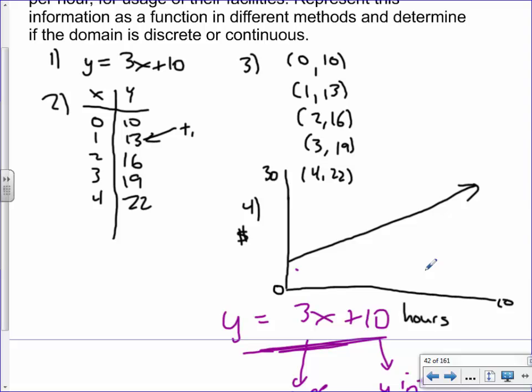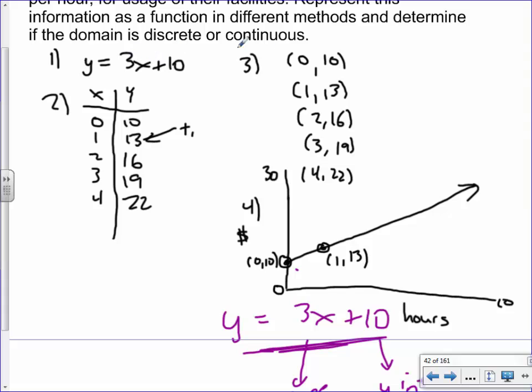I might ask you to plot a few points. For example, this point right here would have been 0 and 10, and this point right here would be 1 and 13. But if I don't actually ask you to plot the points, then you don't have to worry about it. Does that work? One more thing.